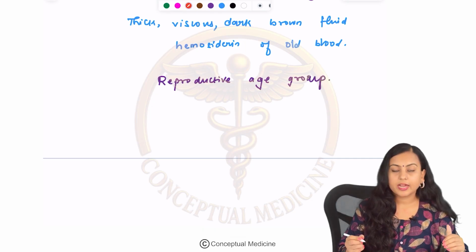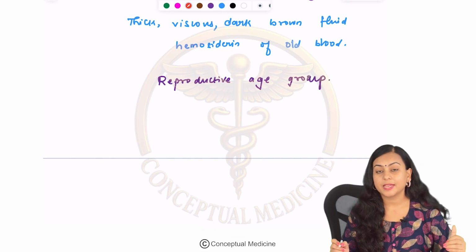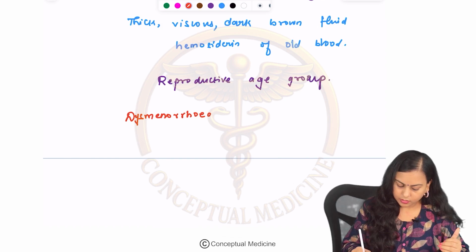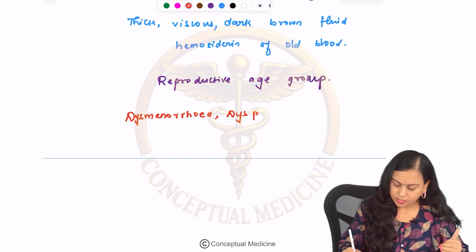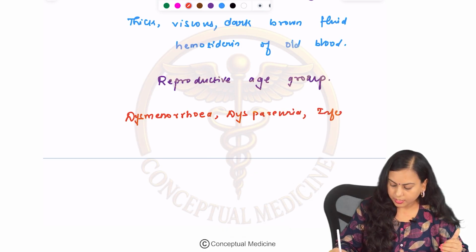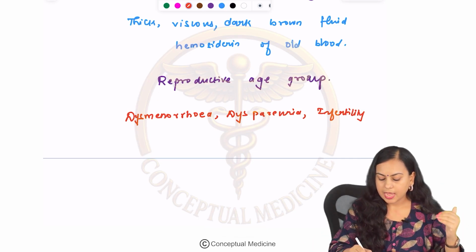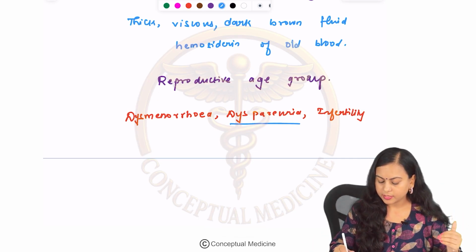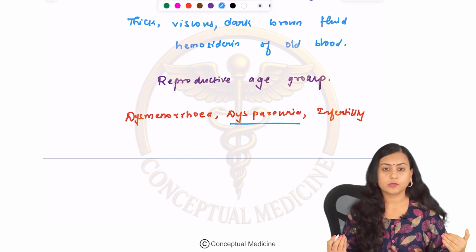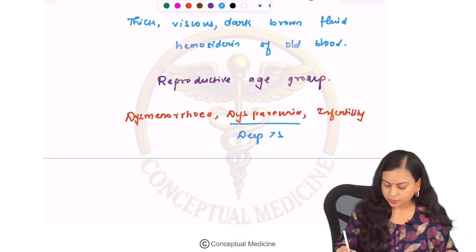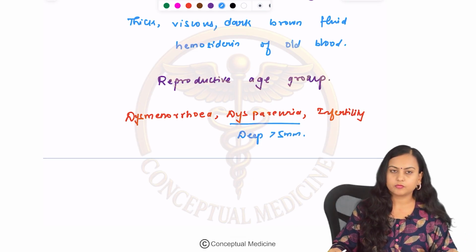and the classic triad of symptoms which these patients will be presenting will be dysmenorrhea, dyspareunia, as well as infertility, okay. So this is the classic triad of symptoms, and dyspareunia is seen mostly with deep endometriosis lesions. Deep endometriosis lesions means when the lesions are going to be more than 5 millimeter in depth, okay.